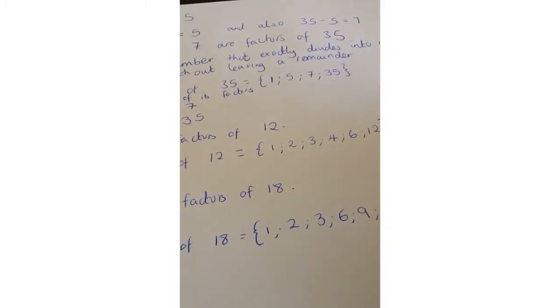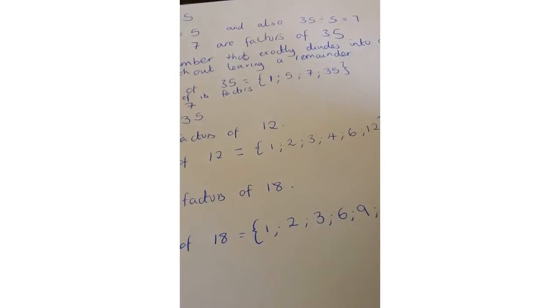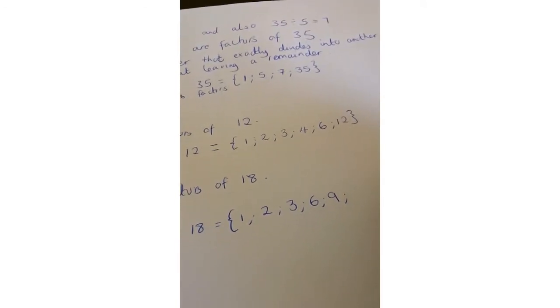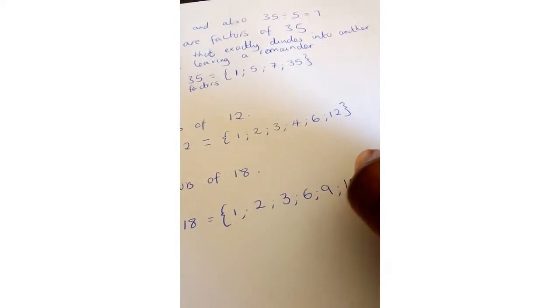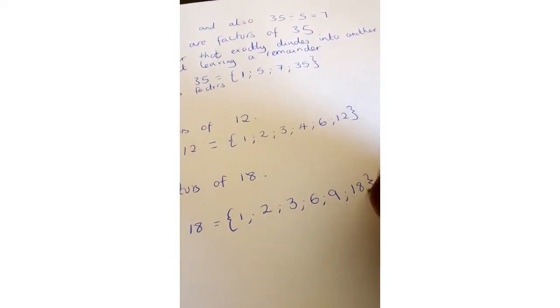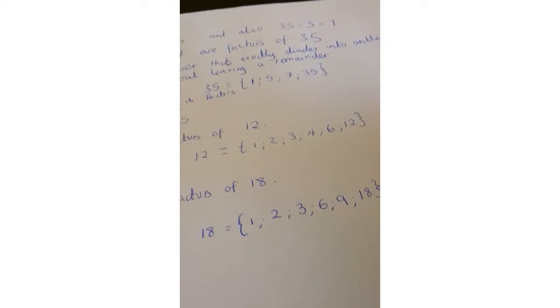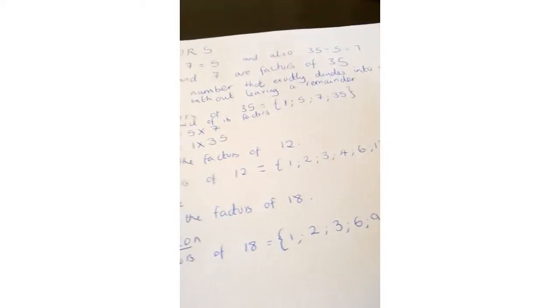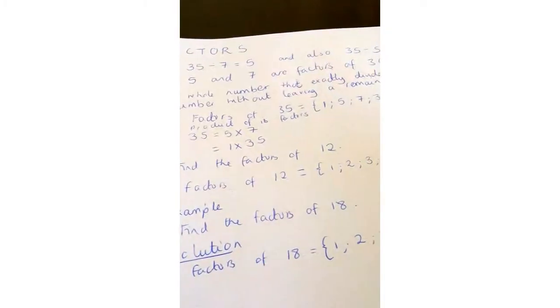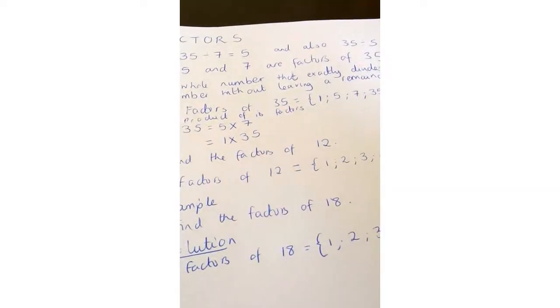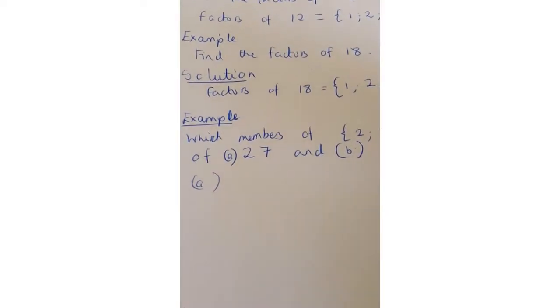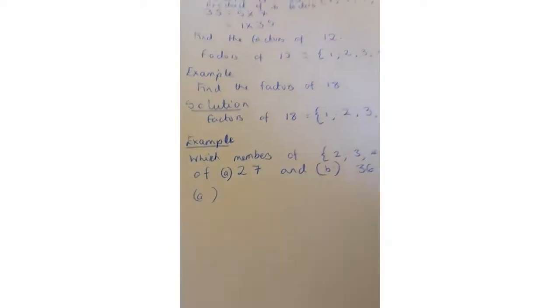10 up to 17, they are not factors because they all leave remainders. And then 18 is also a factor. These are the factors of 18. It is easy, right? I know you nailed it.